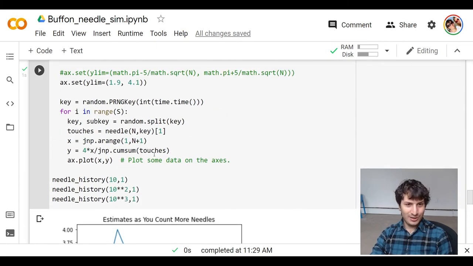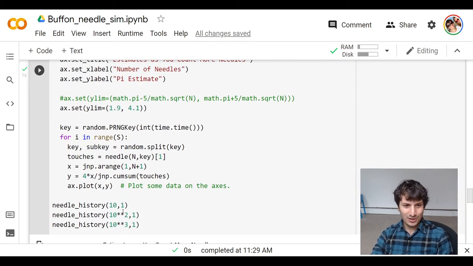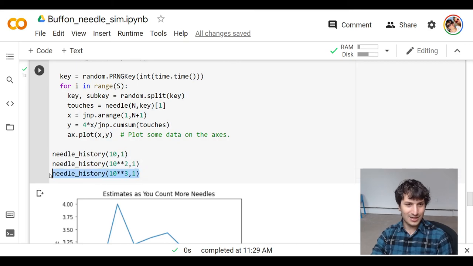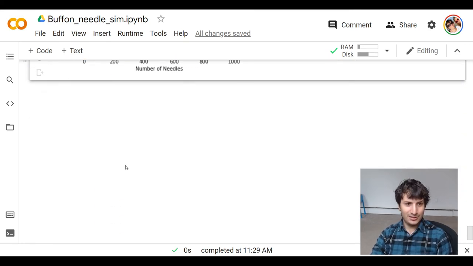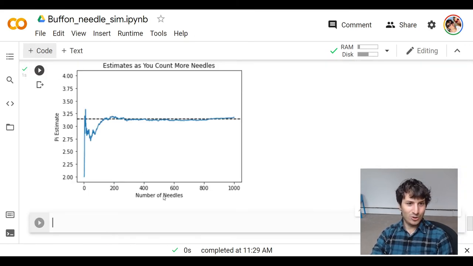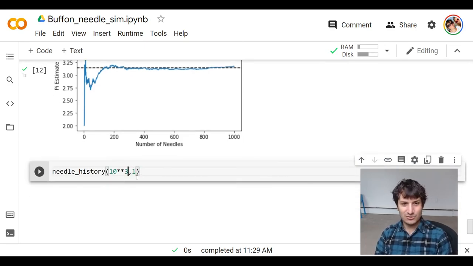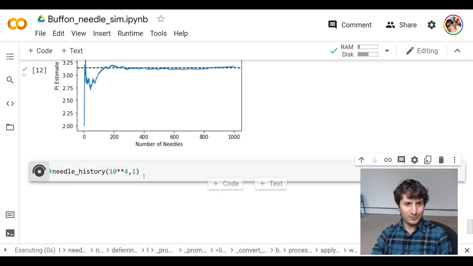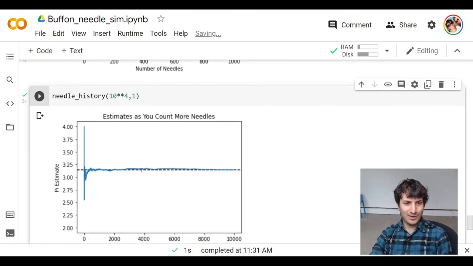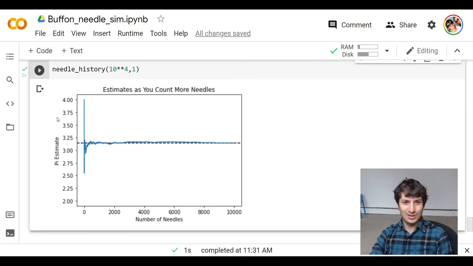If you want to check out the code, I tried to make it readable. You can run your own experiments. Let's make a new code block. I can run the needle history again. Instead of time 1,000, let's say I want to do time 10,000. Hopefully this doesn't take a ridiculous amount of time. Okay, there we go. Now I have the first 10,000 needle history, and you can see it's kind of boring because it just gets really close to pi. So that's not very exciting.